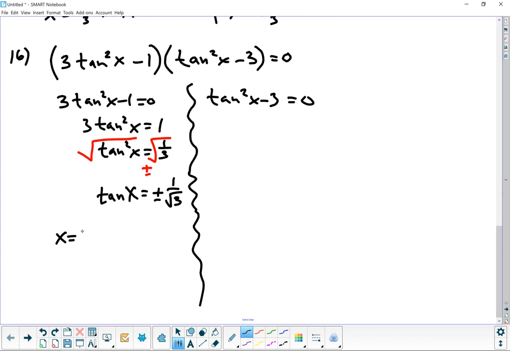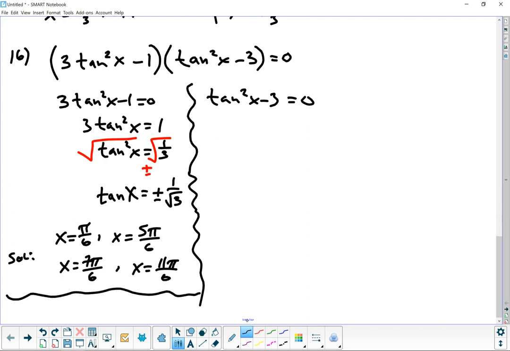So x equals pi over 6. X equals 5 pi over 6. X equals 7 pi over 6. And x equals 11 pi over 6. That's our solution. Okay, that's in just the first round of the unit circle.